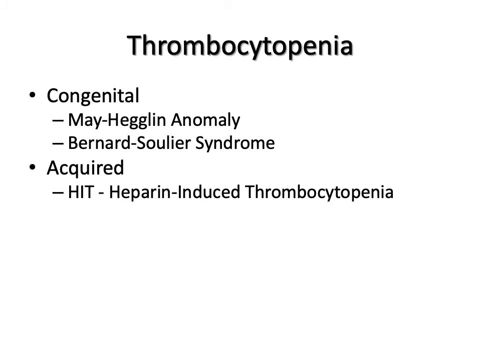Congenital thrombocytopenia can occur in patients with May-Hegglin anomaly. The cause is unknown. However, large platelets are a common finding, as well as Döhle bodies in neutrophils and monocytes. Bernard-Soulier syndrome is a congenital disorder that results in decreased platelets, but the main problem is a qualitative defect.